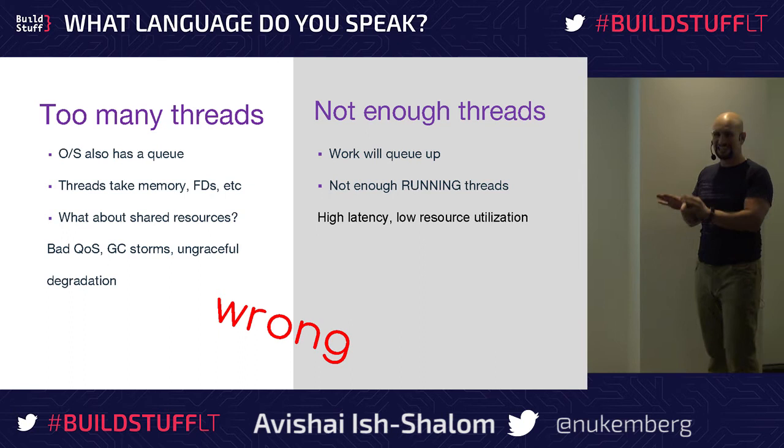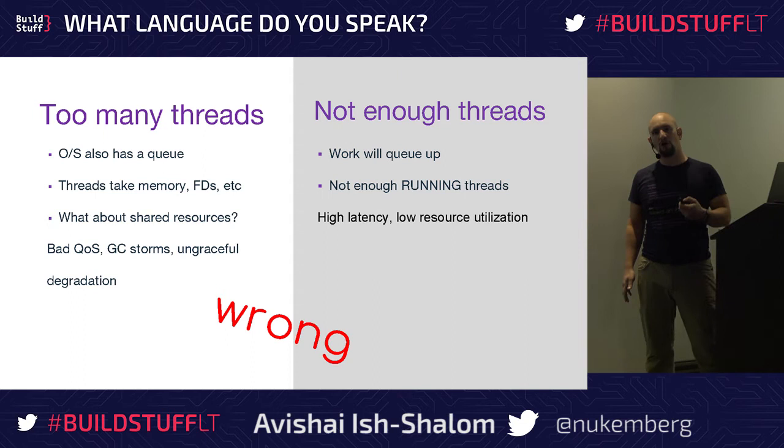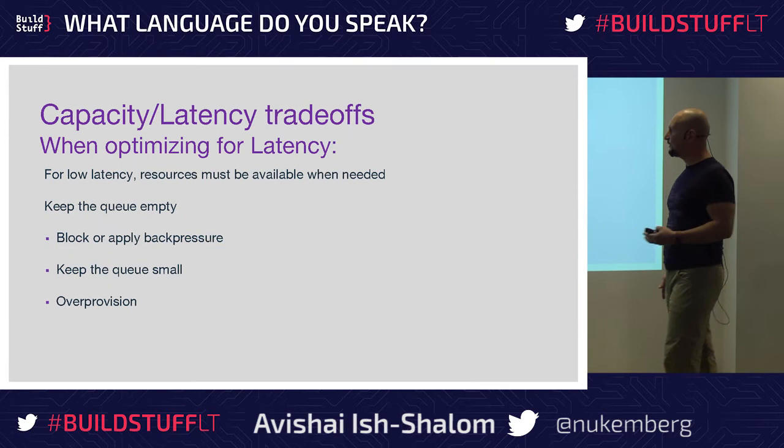So we need to tune this. We need to optimize. And what do we optimize for? This is the basic question. We cannot optimize both for latency and capacity and for throughput. So if we're optimizing for latency, what we would do is we would try to keep the queue as empty as possible.